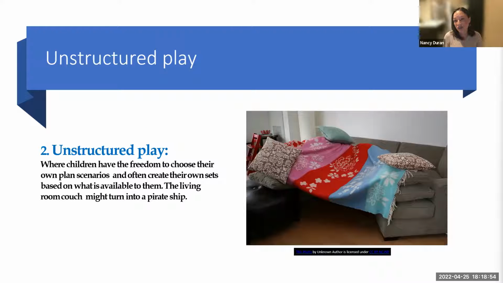And that unstructured play, so children come and they use the materials they have around them and create it their own. For example, if they use a block as a cell phone, right? If they use a couch as a bus, as a ship, right? Which is an unstructured play.